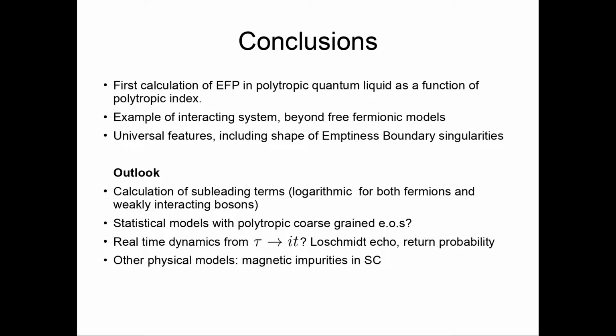How can this be extended? There are interesting subleading terms, both for fermions and weakly interacting bosons, which have logarithmic form, and it would be nice to see how the subleading terms can be obtained, probably by calculating fluctuations. We didn't manage to find any statistical physics model where the limit shape appears naturally.